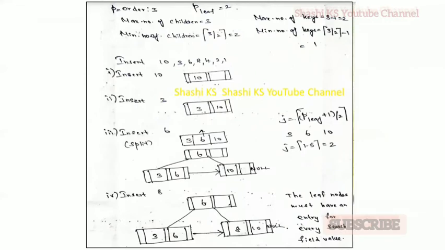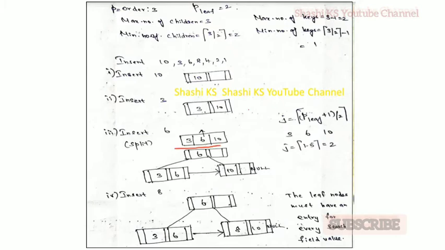So this is how insertion happens. First, you're inserting the value of 10 here, and then we are inserting the value of 3. Then we are inserting the value of 6. So when we insert the value of 6, here you can see that there is a split here.